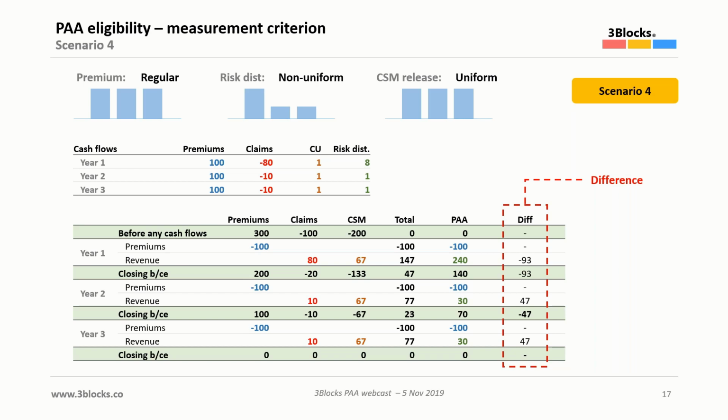The relationship between claims and CSM release under the general model means that although more revenue is recognised towards the beginning of the contract, it's not to such a great extent compared to the PAA. This leads to differences between the liability for remaining coverage under the general model and PAA at the end of each year.